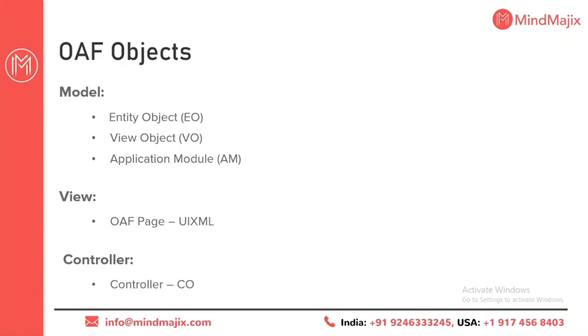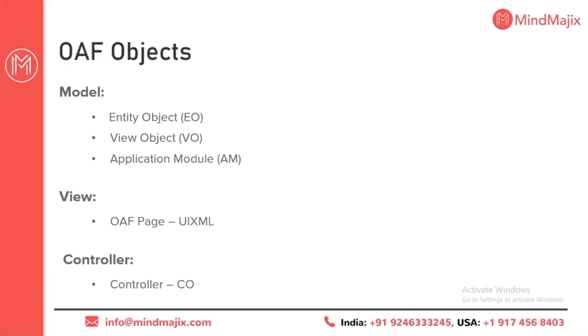One is at the row level, the other one is the attribute level validations. So these two types of validations you can do in the entity object. These are the brief introduction of the entity object. Just remember that, as of now, the entity object is basically used to perform DML operations on the page and also validations.